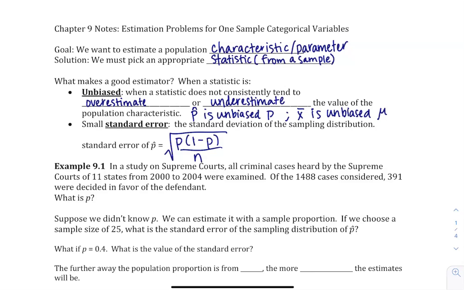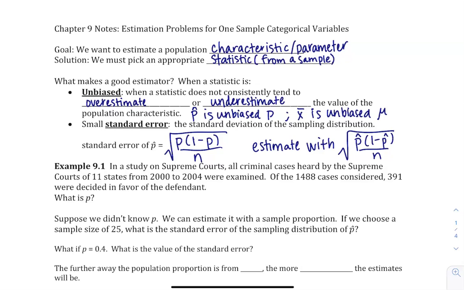Now, part of the problem here is we don't know p, that's what we're trying to estimate, so you will have to estimate this standard error. You'll do that with your p hat, and it'll be the square root of p hat times 1 minus p hat, divided by n. Now in chapter 10, we'll have a value for p that we're going to consider, but in chapter 9, we just have to use this estimate.